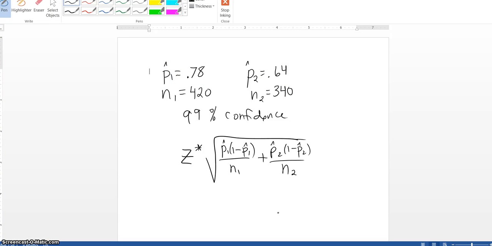So here's the relevant information from that question. I'm looking for a 99% confidence interval, and I know my margin of error I can find by taking the correct Z star critical value, that gives us 99% confidence, and then multiplying it by the standard error, which is given by this formula. So for my particular level of confidence, 99%, my Z star is going to be 2.576.